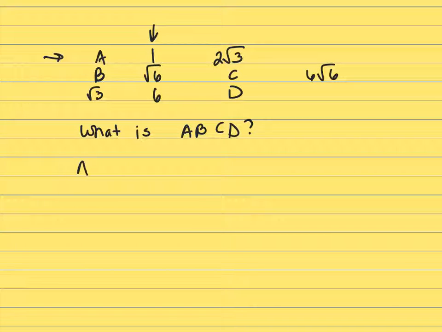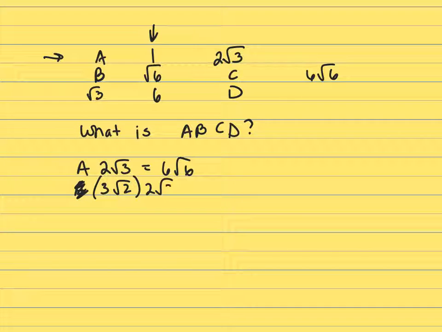We know that a times 1 times 2 square root of 3 has to be 6 square root of 6. And so that means a must be a 3 square root 2, because if you take 3 square root 2 times a 2 square root 3, you get a 6 square root 6. So that tells me that a equals 3 square root of 2.